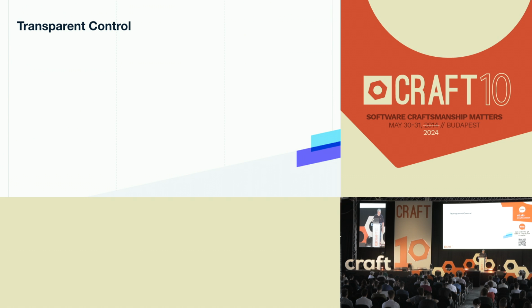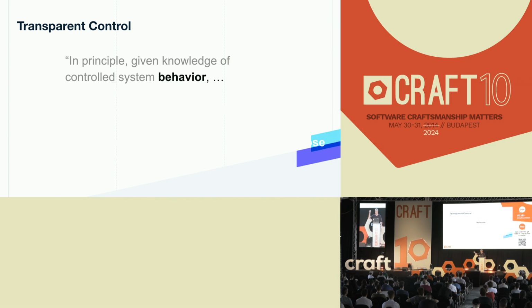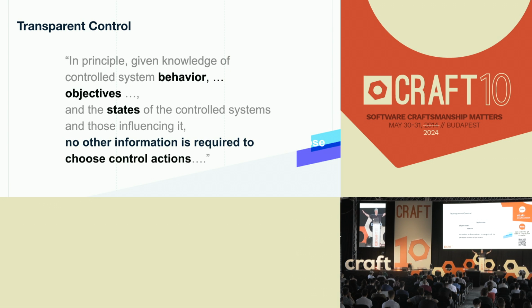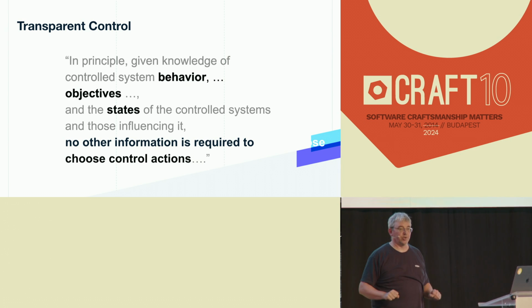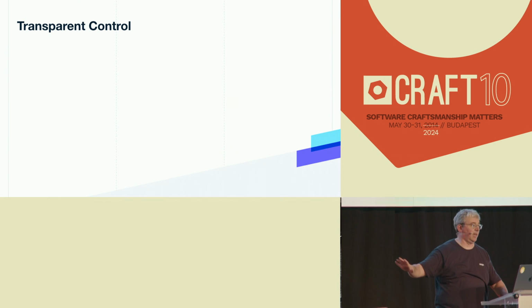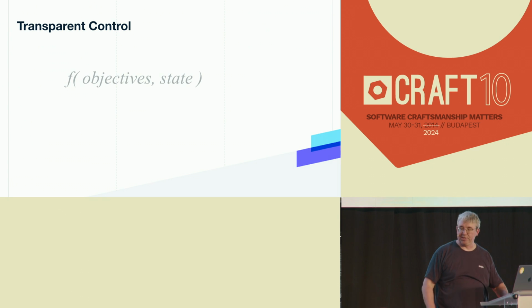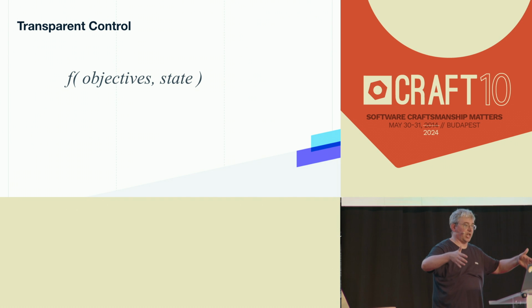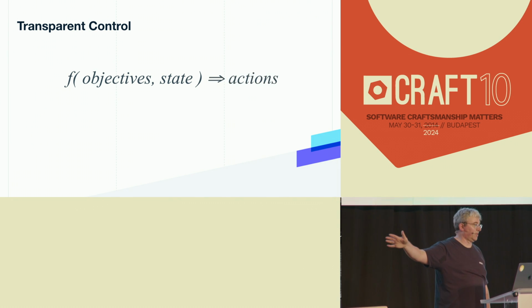All right, real quick, we're going to do transparent control. And here the principle is that if I understand the behavior of what's possible, I understand my objectives, and I understand what state I'm currently in, then no other information should be required in order to make a control decision. And so really, what this is saying is that when I'm making a control decision, it is a function from my current state and my current objectives to a set of actions.